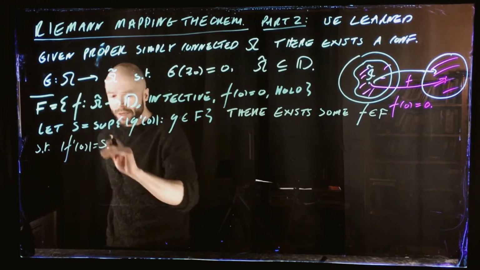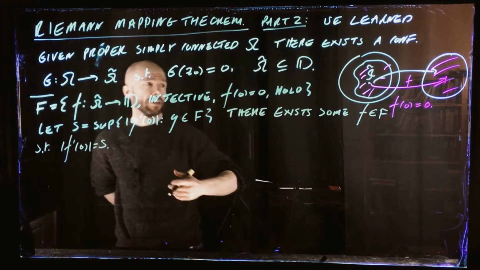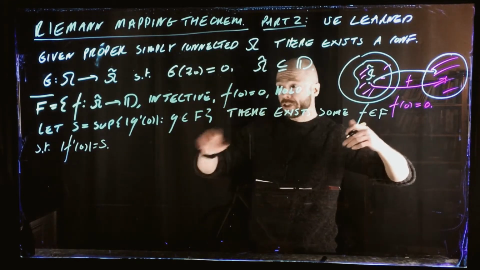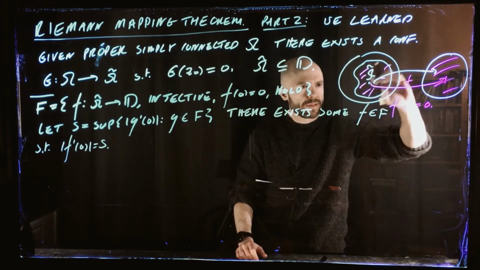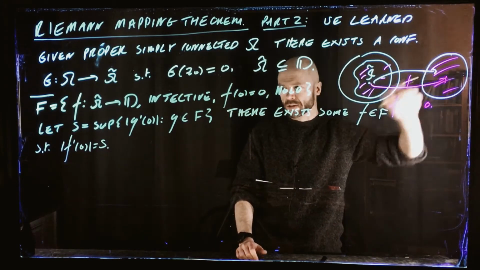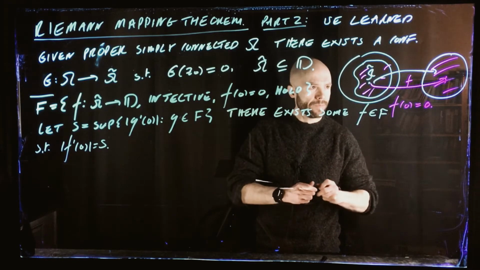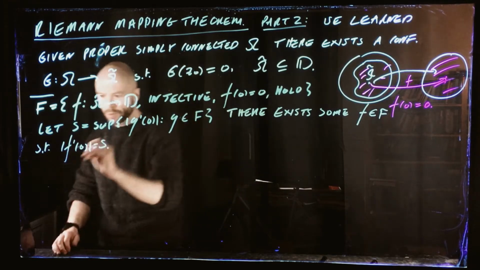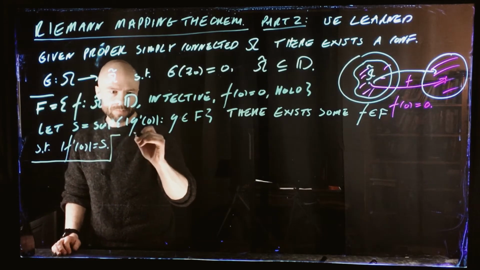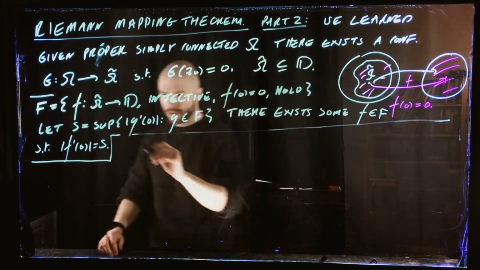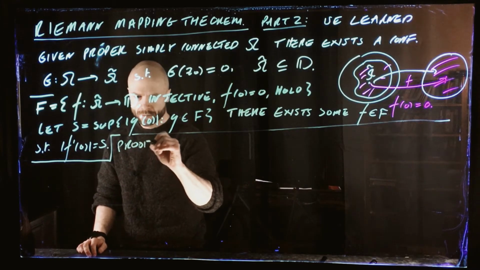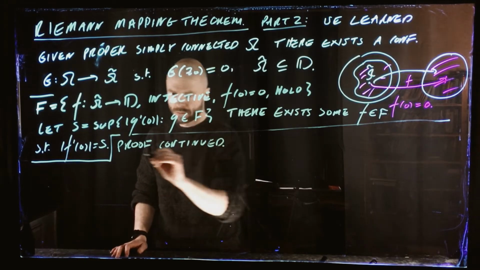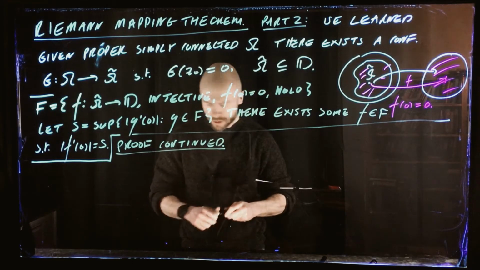So now we want to go from this to establish that actually this f that does this thing that achieves the supremum has this property that maps this omega tilde onto the entire disk. Okay? Which is kind of surprising, but that turns out to be true. And let's see why that happens. So, proof continued. So we're going to argue by contradiction.